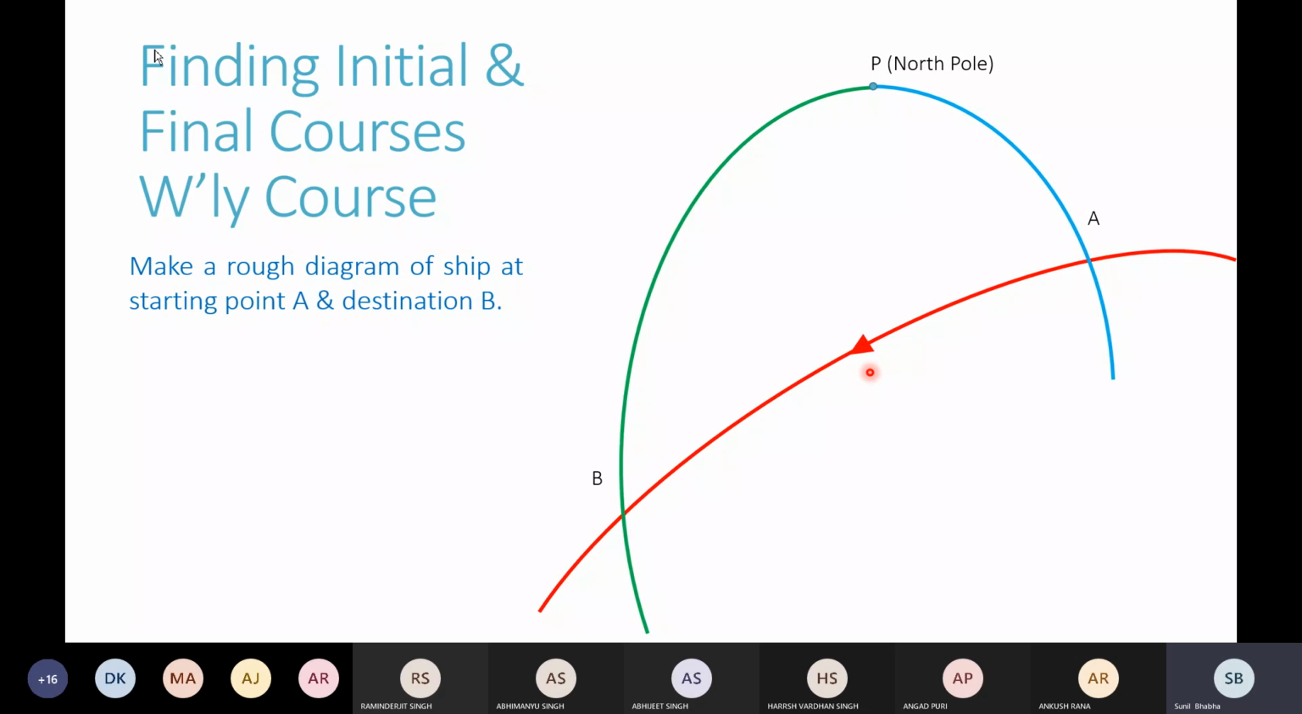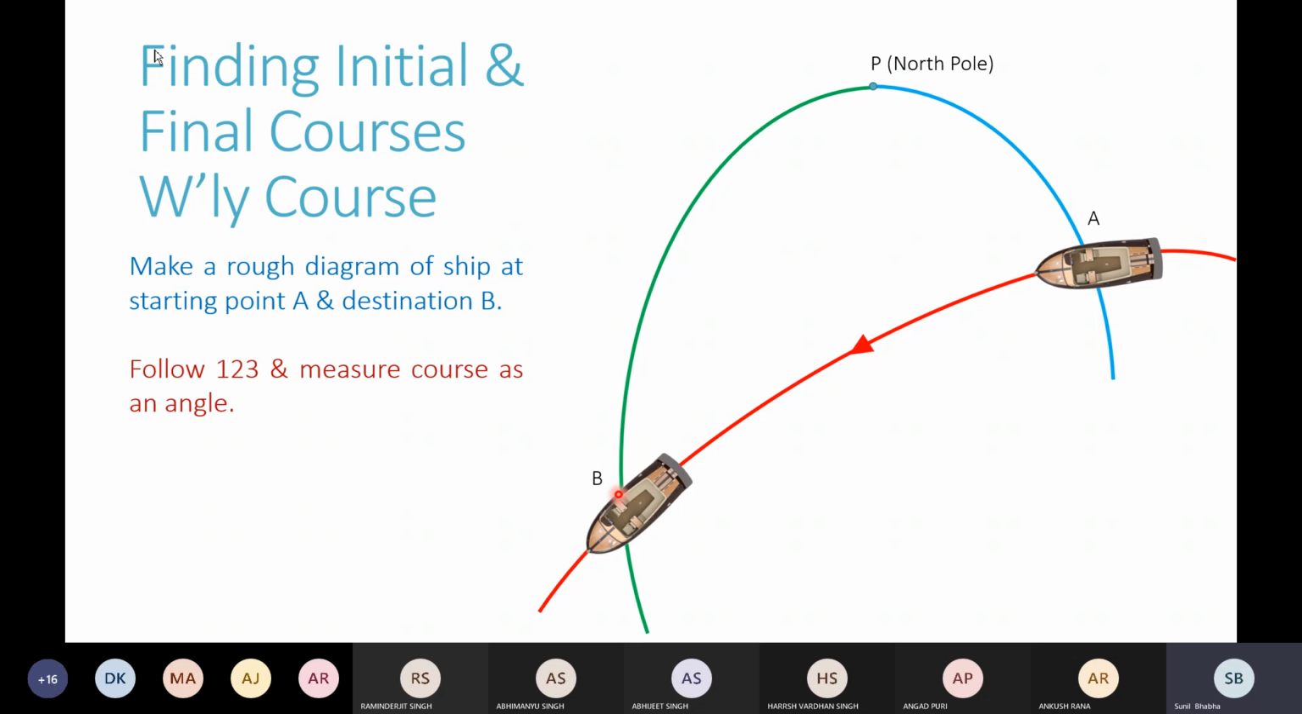So with the rough diagram now made, showing the starting position, the destination position, and the pole, let's now follow our stepwise procedure. Step 1 says we have to draw the rough diagram of the ship on the starting position as well as the final position. So you can see a rough diagram of the ship being made at A. Let's make the rough diagram of the ship at point B also. Now we are going to follow the 1, 2, 3 method.